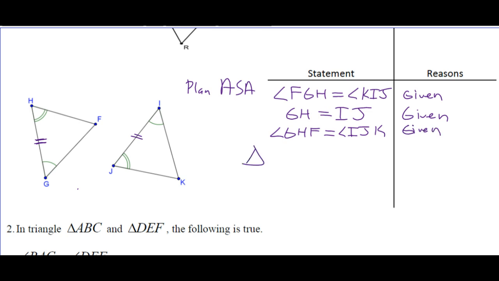Triangle. Okay, so if we call this FGH, then what do we call this? K-I-J, right? K-I-J. Okay, if we've kept things consistent, then I should be able to say, okay, well, angle FGH would be the same as KIJ, right? FGH, KIJ. GH is the same as IJ, right? In order, GH, IJ. Angle H, so this angle here is the same as angle J, so the third letter here is the same as the third letter here. Okay, and the reason was angle, side, angle.